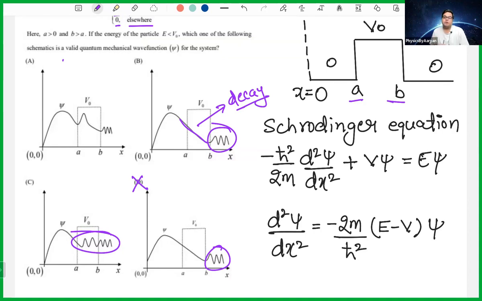And that comes from the Schrodinger equation. So our Schrodinger equation is minus h cut squared by 2m d squared phi by dx squared plus V phi equals E phi. This is the basic Schrodinger equation. I hope everyone knows this.